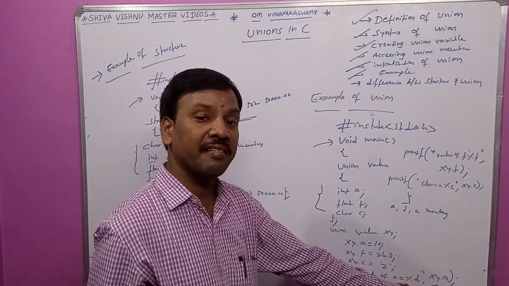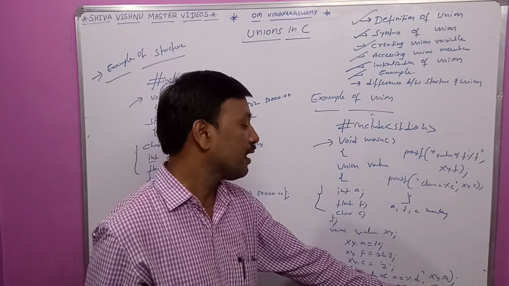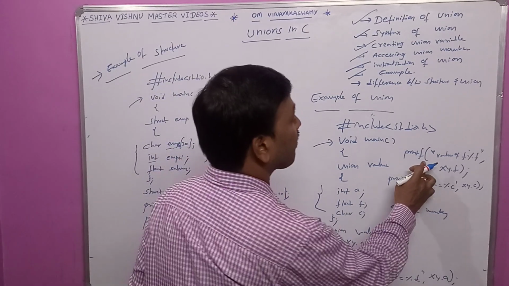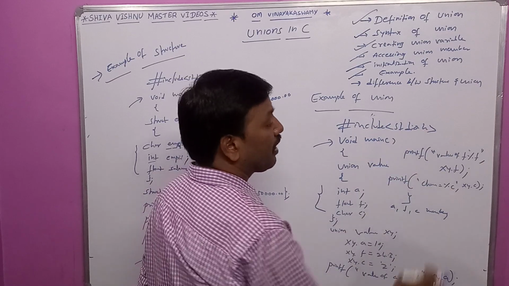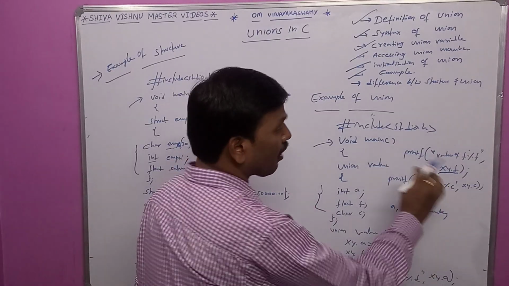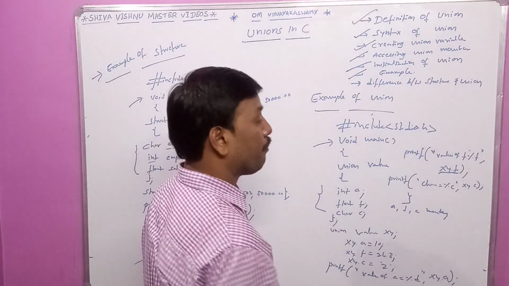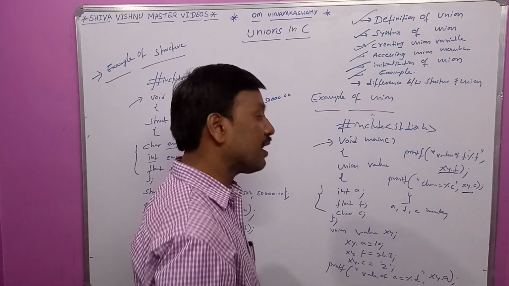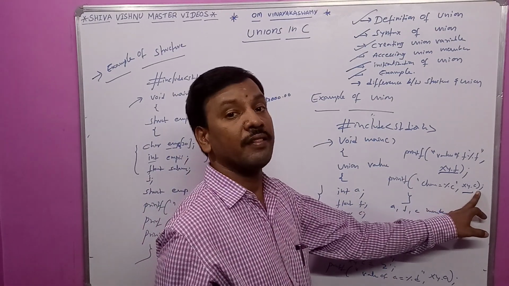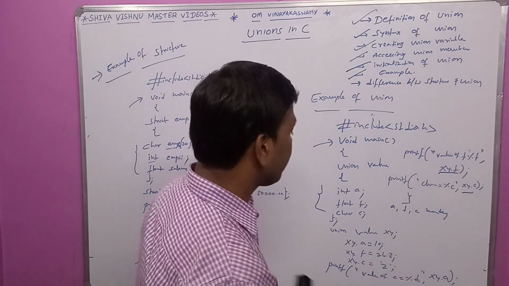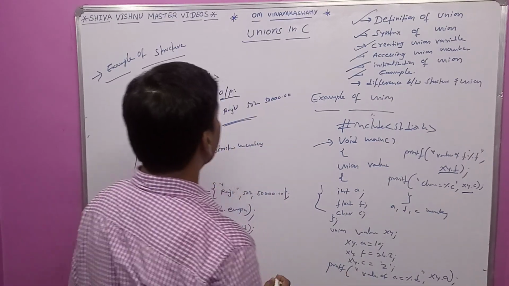Here you can see accessing the union members is variable dot member. Here also we have accessing the value of f. Here also we have accessing variable dot union member f. Here also we have accessing variable dot union member c, close brace.